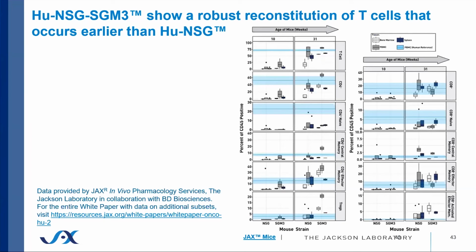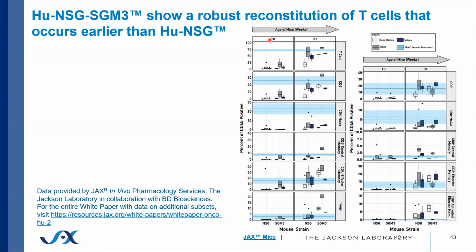So like I promised, I'm going to point you all to the white paper that goes more into detail about the various subsets that we've immunophenotyped here at JAX in our humanized mice. And so this data that I'm showing you, it's a snapshot of data provided in the white paper from JAX in vivo pharmacology services. This data was collected in collaboration with BD Biosciences. You can click on this link once we make the slides available to access the entire white paper. But here's a snapshot of what you'll see describing how the humanized NSG SGM3 mice show a more robust reconstitution of T cells, and it occurs earlier than it occurs in the basic NSG strain.